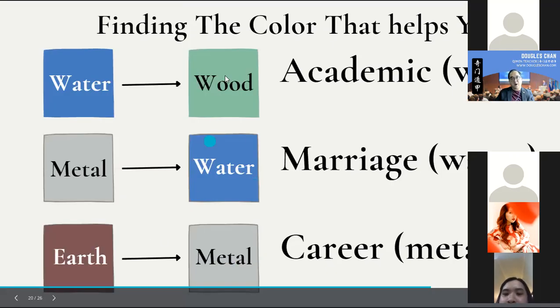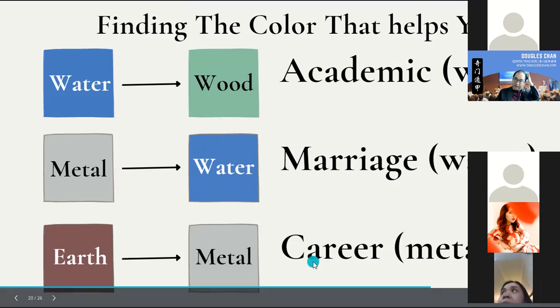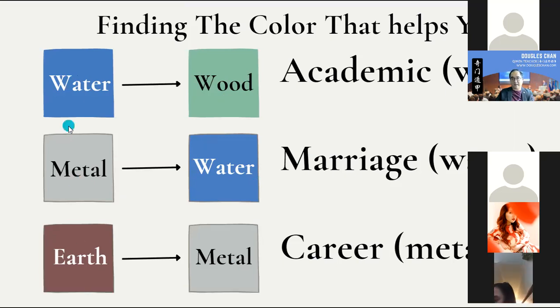So that means you need to identify what is your academic color first, what is your marriage color, and what is your career color. And then from there, you will need to find the respective element which equals to the color and see whether it can enhance your luck. Okay, so it's as simple as that. So I will make it a bigger picture.